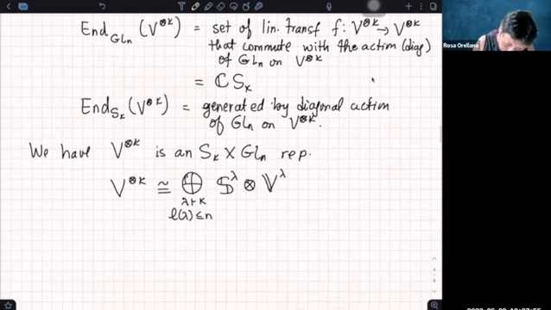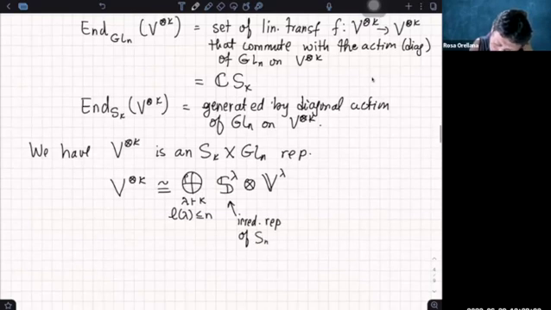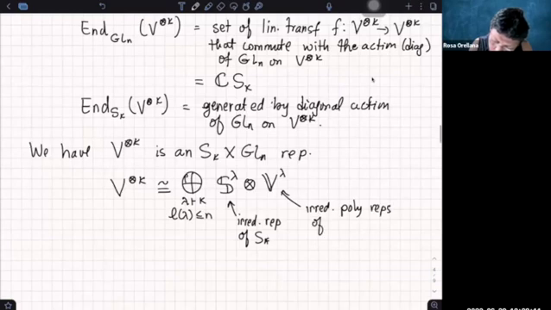So these are the irreducible representations of S_k, and these are the irreducible polynomial representations of degree k of GL_n.